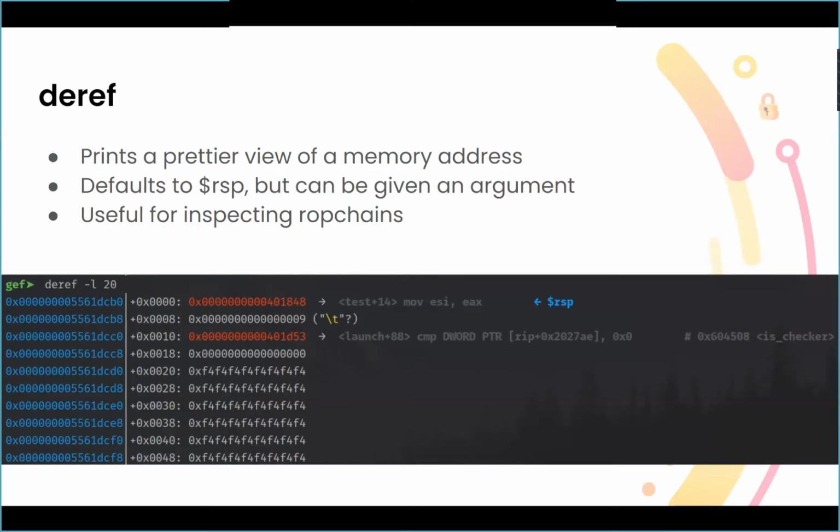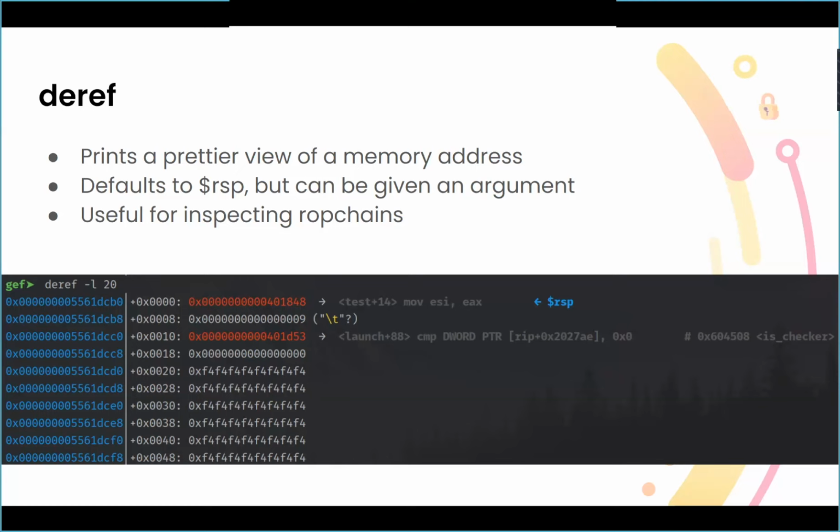GEF also has a very nice command called dereference. It's basically like the x command but prettier. So you'll see when I run dereference -l20, the -l20 just means output 20 groups of 8 bytes. It defaults to the stack, but you can provide another argument for the address. This command groups everything into 8 bytes, and it color codes it.